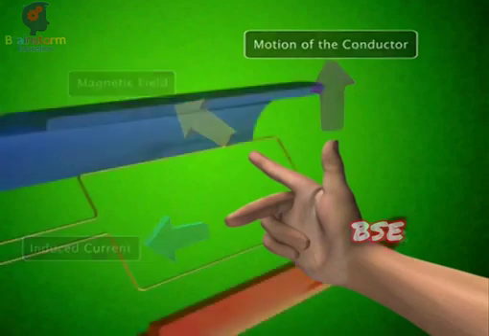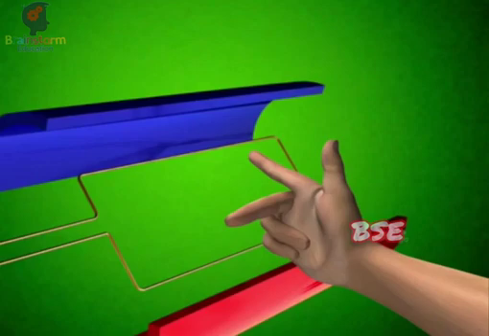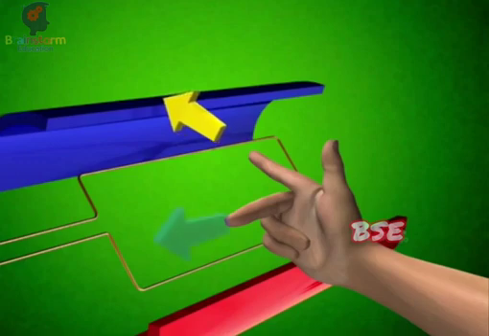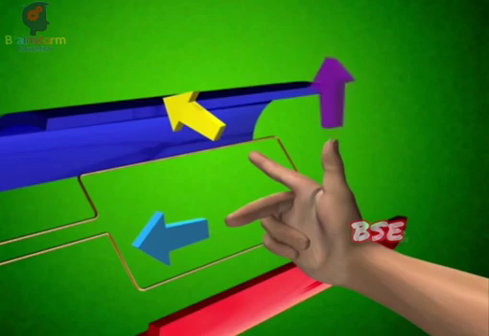Hold your right hand between the poles of the magnet within the generator in such a way that the index finger points in the direction of the magnetic field from the North Pole to the South Pole. The direction in which the second finger points is the direction in which the induced current flows. The thumb shows the direction in which the conductor moves.